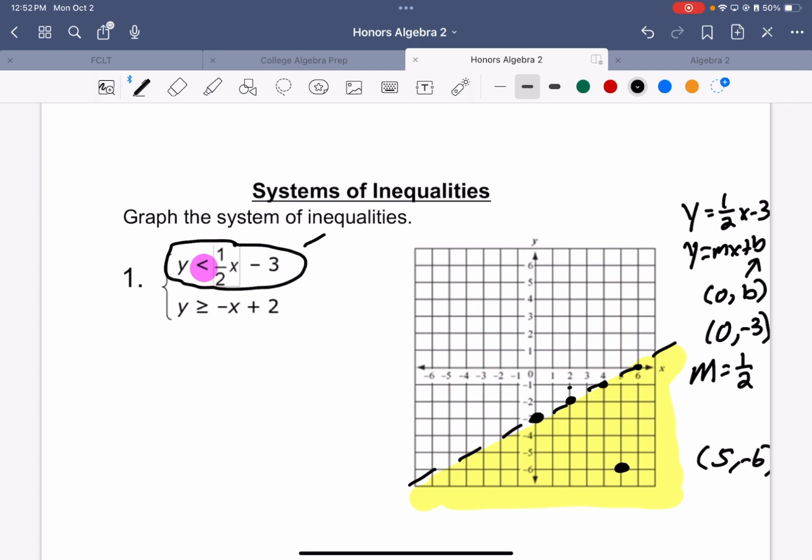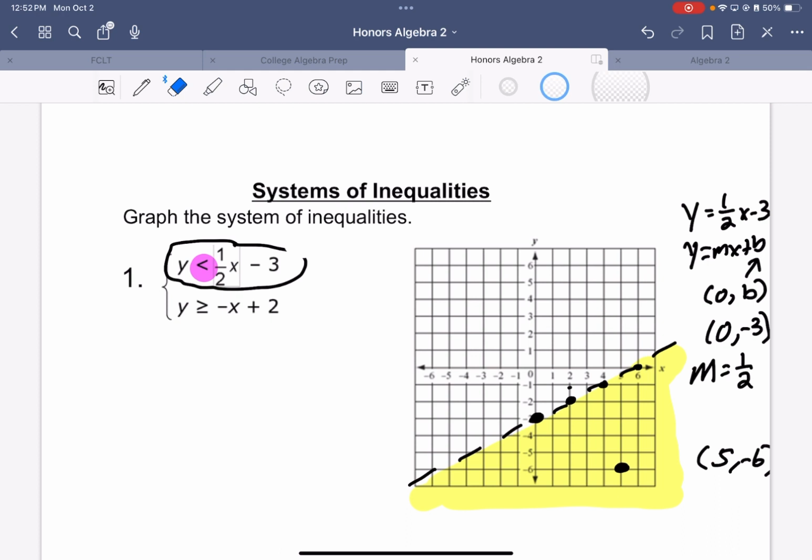If I plug it into my original inequality, that would be -6, I picked a bad number, is less than 1/2 of 5 minus 3. So that's -6 is less than -0.5. So it's a true statement. If I picked anything above that line, anything above that line is going to create a false statement.